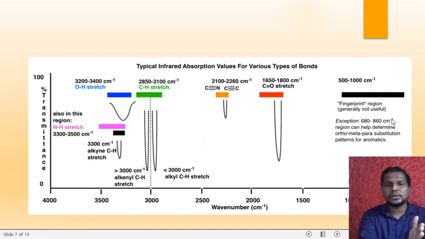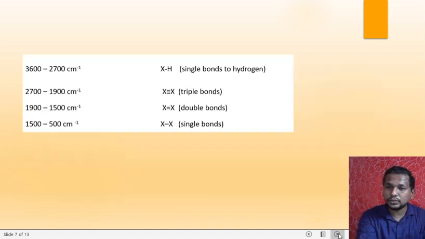So 500 to 1,000, this is the fingerprint region. As I said earlier, we are not going to observe it too much from 500 to 1,400, but still it is useful in some cases. For most things we are going to refer to around 3,300 to 3,600, as well as 1,630 to 1,850, as well as 2,100 to 2,260. This is the region where exactly we are going to focus.